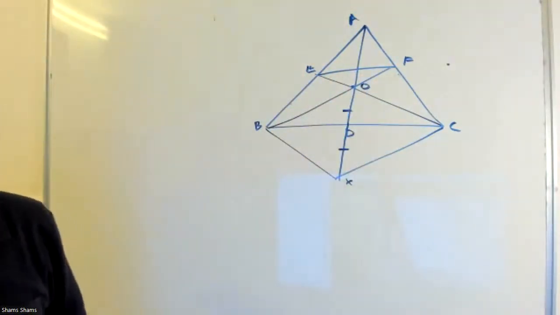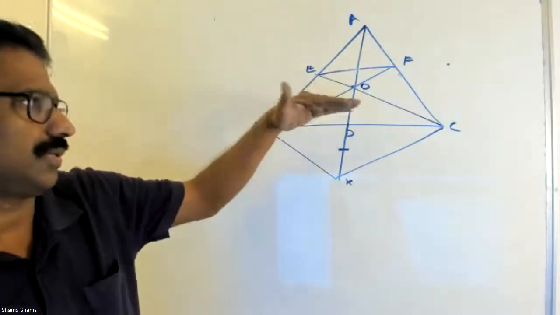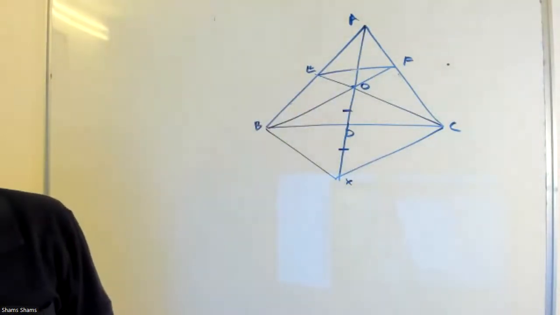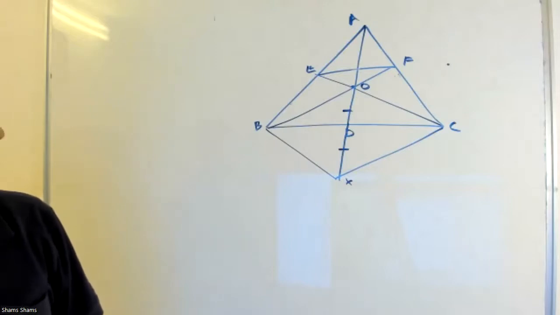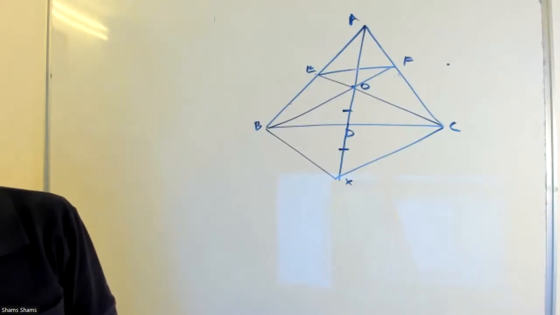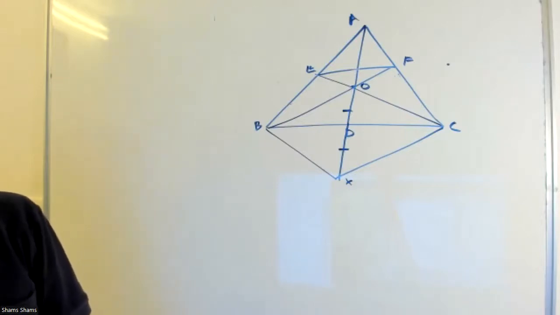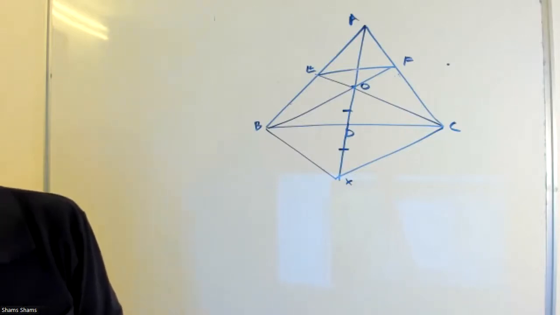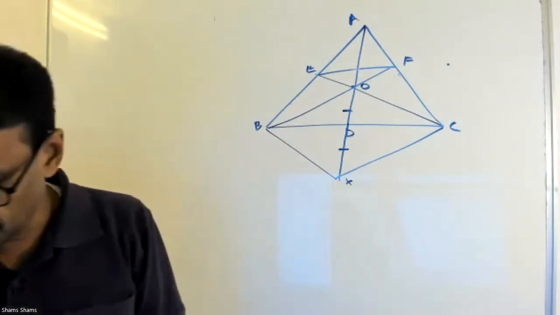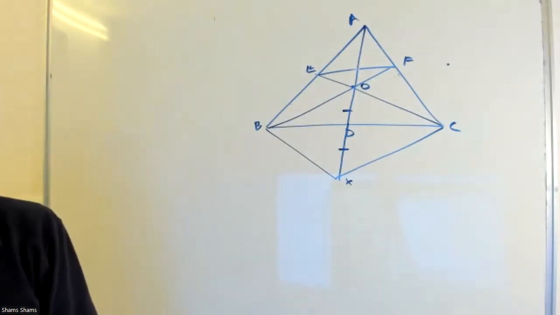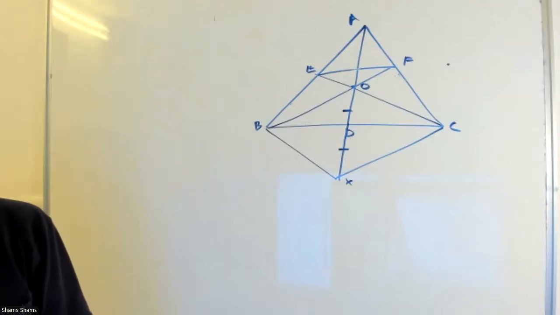First part, this line parallel to this one. Second part, AO into AX equal to AF into AC, and AF into AB. Okay, AF into AB.